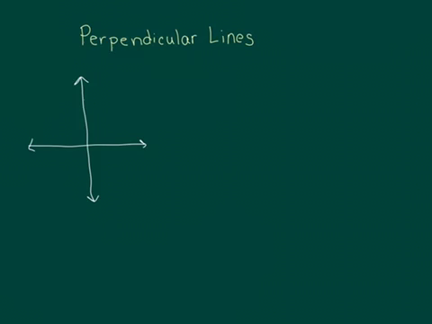Perpendicular lines are lines that intersect, but they intersect in a specific way. They intersect so that they form 4 right angles. So you'll notice that in order for them to intersect in this way, we have to have one line that's increasing and one line that's decreasing. So their slopes obviously aren't going to be the same, since one's going to be positive and one's going to be negative. But the slopes are what we call opposite reciprocals.